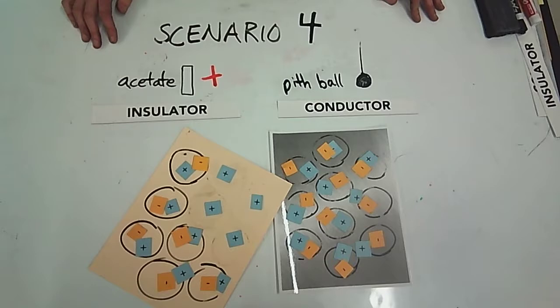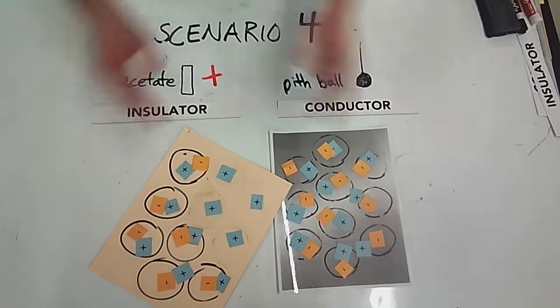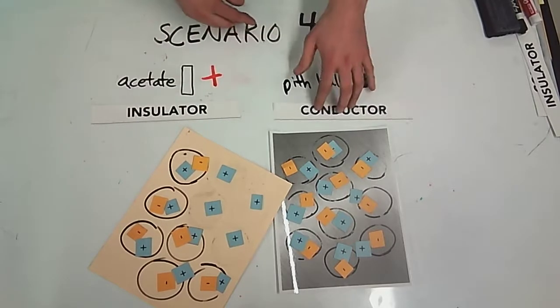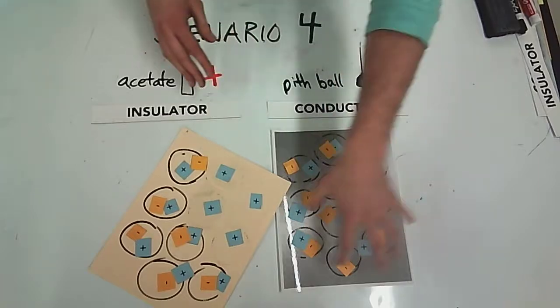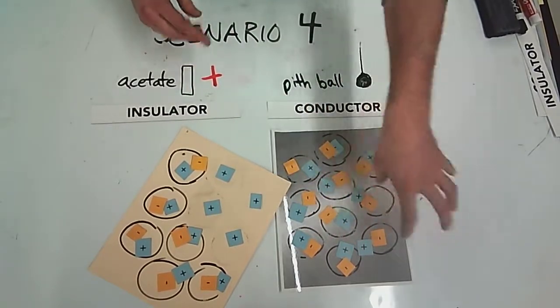Now, on our chart, it talks about electron affinity, but that does not come into play here, because that's only going to be for when we're charging two insulators together by friction where those electrons go. In this case, I have a conductor. Not only that, but I have a higher concentration of electrons here on my pith ball compared to my insulator.